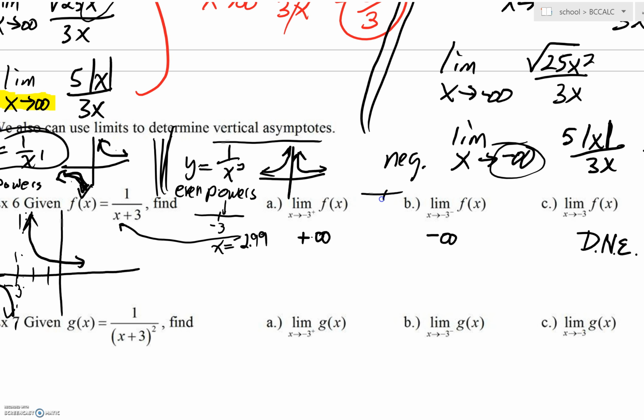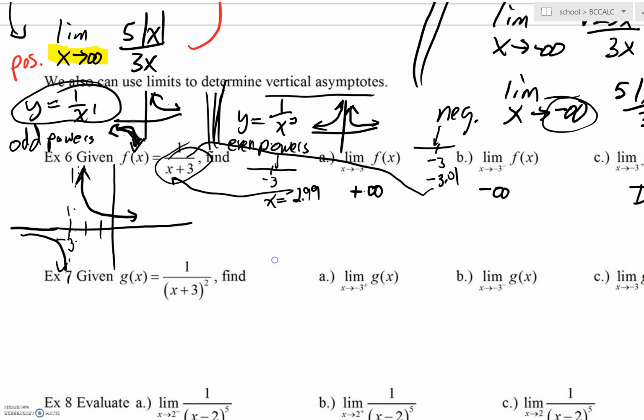Likewise, if you were looking at negative 3 from the left side, you'd maybe let x equal negative 3.01 or something like that. If you were to plug that in, your denominator would be negative. It would be very close to 0. And 1 over something very small is something big, but it's in a negative direction. So I just want to show you that you really could even do this without a graph. Let's take a look at number 7.